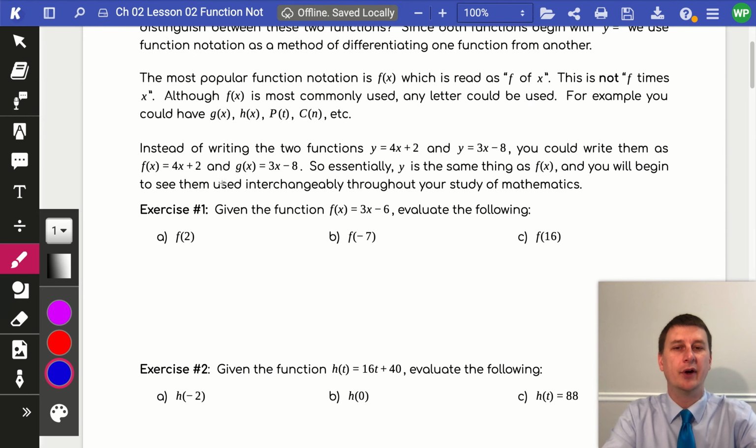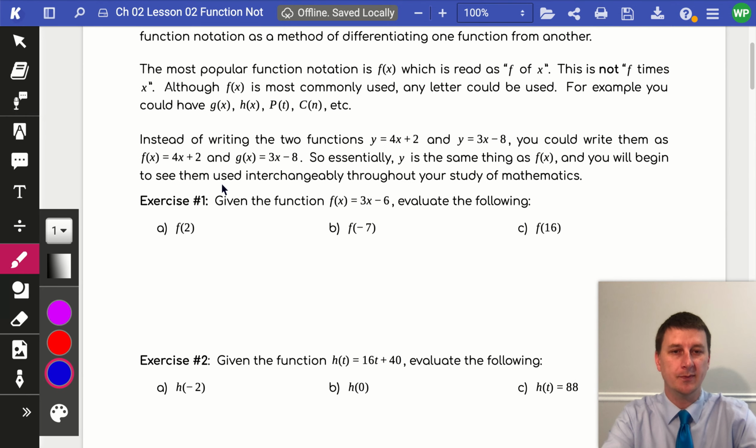Instead of writing the two functions, y equals 4x plus 2 and y equals 3x minus 8, you could now write them as f of x equals 4x plus 2 and g of x is equal to 3x minus 8. So essentially, y is the same thing as f of x. And you will begin writing and seeing them used interchangeably. Meaning sometimes you'll see y equals, sometimes you'll see f of x equals, or another kind of function notation.